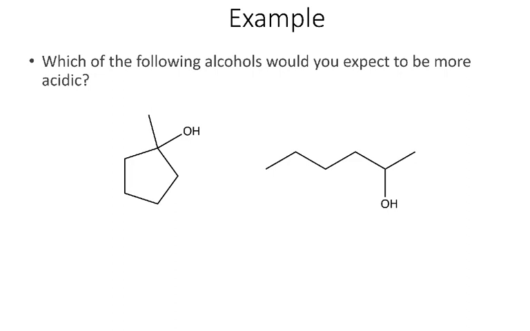Okay, one final example. In this case, there are no induction effects. I should look at resonance first. There's no resonance. There's no induction effects. And so the only difference here would be solvation effects. In this case, I have a secondary alcohol. In this case, I have a tertiary alcohol. So this compound is less sterically hindered. So I should be able to get more solvent molecules around the resulting alkoxide ion, thereby stabilizing it. And so I would expect this compound to be more acidic.